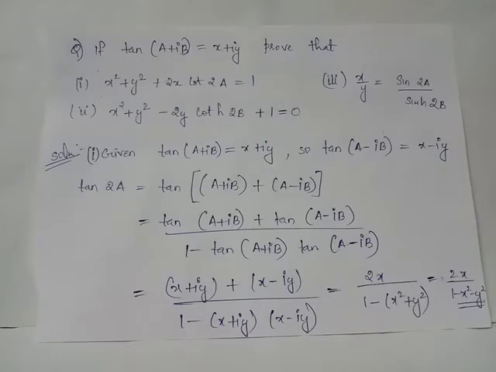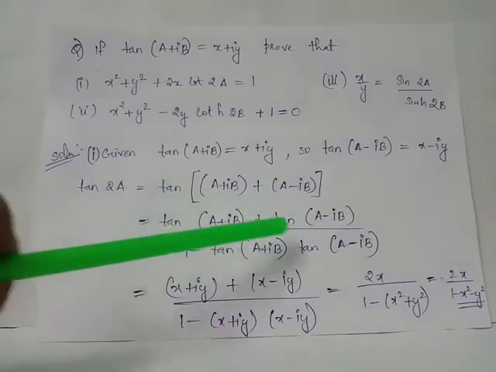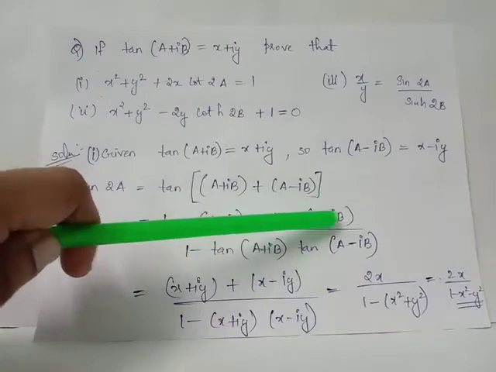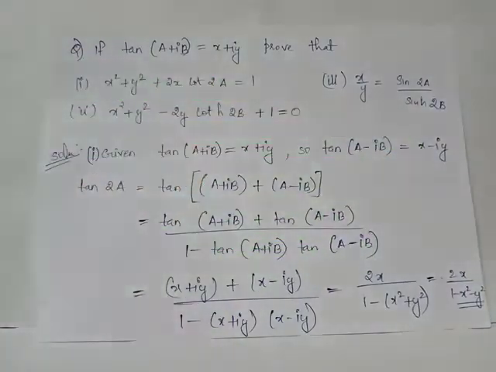We can express tan 2a as tan((a + ib) + (a − ib)), because when we simplify these terms we obtain 2a back. This expression can be expanded using the formula of tan(x + y), which equals (tan x + tan y) upon (1 − tan x tan y), where x equals a + ib and y equals a − ib. Thus you get this expression, and you can replace tan(a + ib) here and here by x + iy. You can replace tan(a − ib) here and here by x − iy.